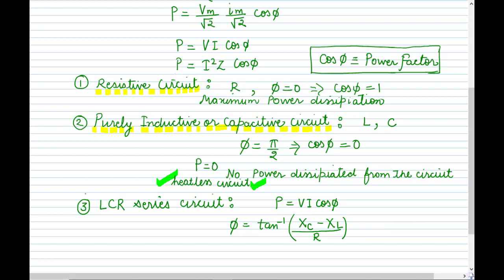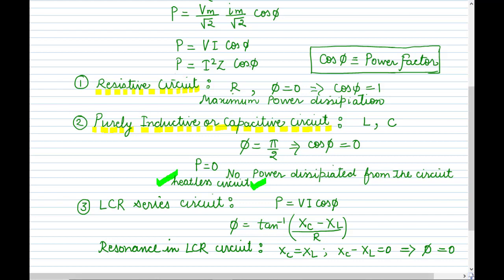Now for this LCR series circuit, we take the condition of resonance. Whenever we are having the condition of resonance in an LCR circuit, that means in the condition of resonance, Xc is equal to XL. And if Xc is equal to XL, then from this equation, if we put Xc minus XL equal to 0, that means phi is always 0.